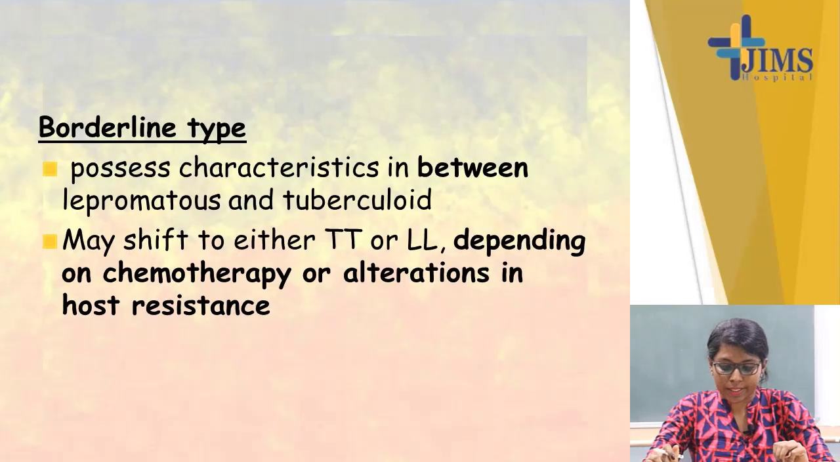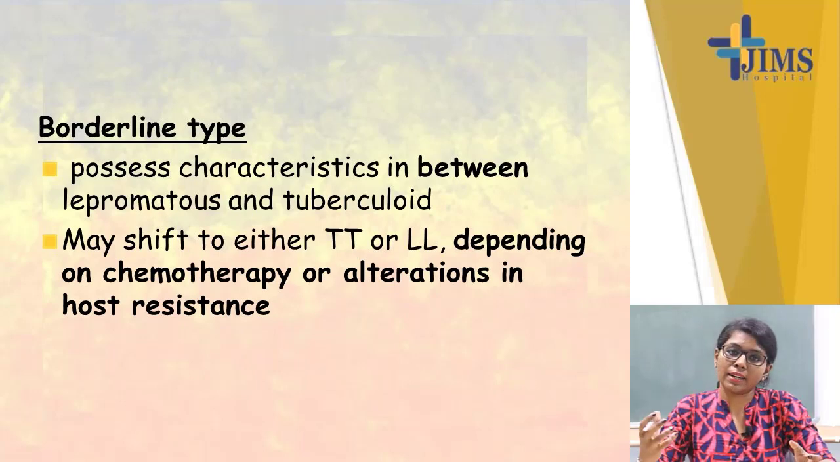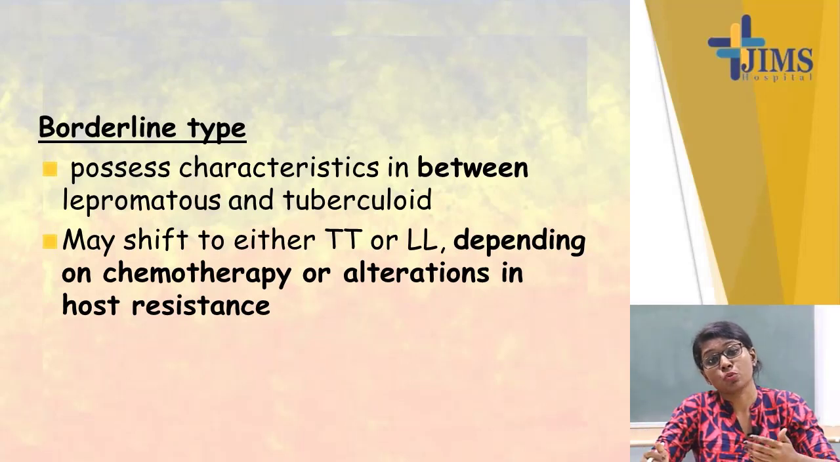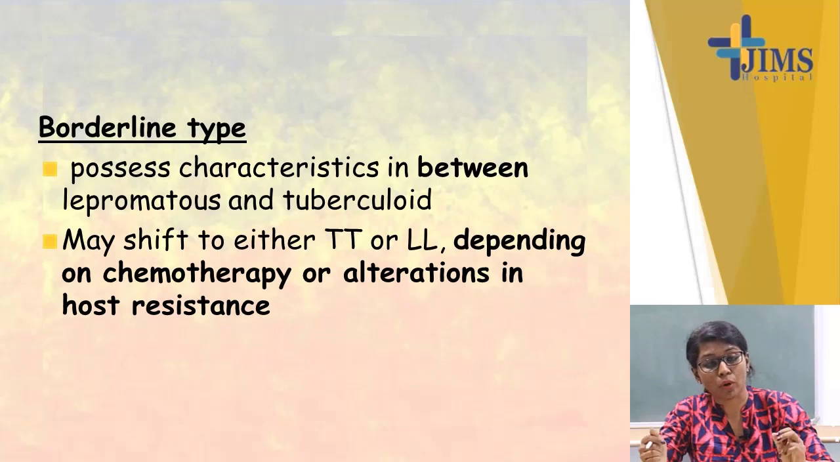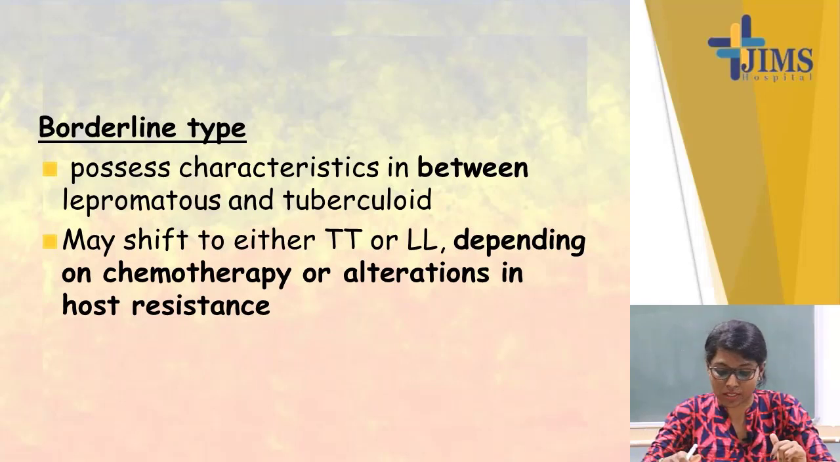The third one is borderline type. Borderline means somewhere in between, neither here nor there, between tuberculoid and lepromatous. It's a combination of both. It can have the tendency to move on to TT or LL depending upon either the chemotherapy or the alteration in the host's resistance.